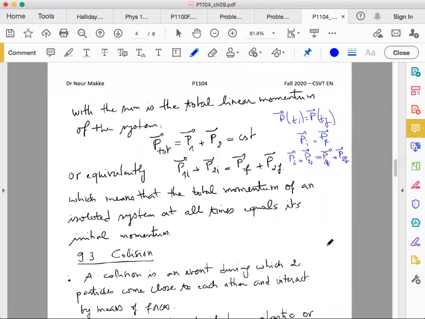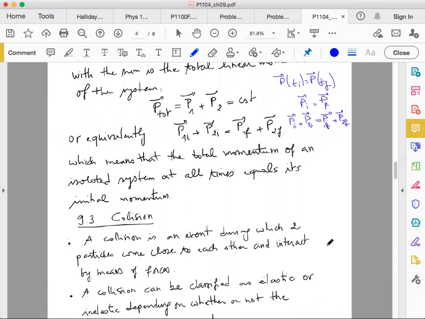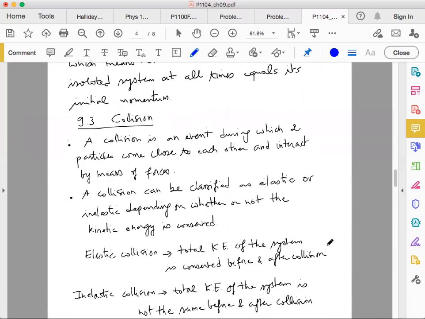Now let's move to the collisions. The collision is a very particular application for the conservation of linear momentum. And in general, the collision exists in our everyday life in different forms. So what is a collision? A collision is defined as an event during which two particles come close to each other and interact by means of forces.